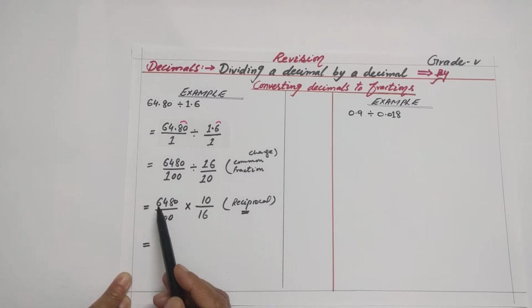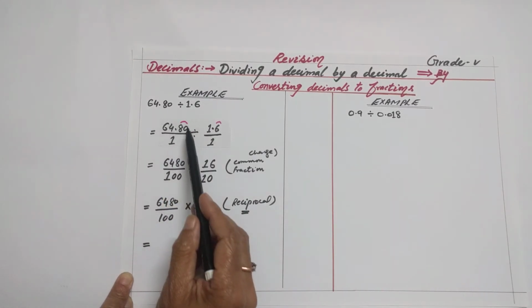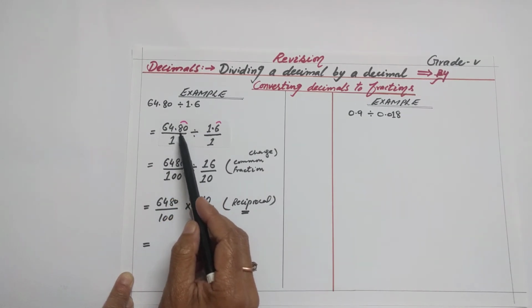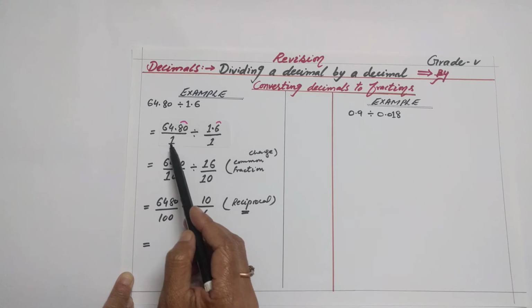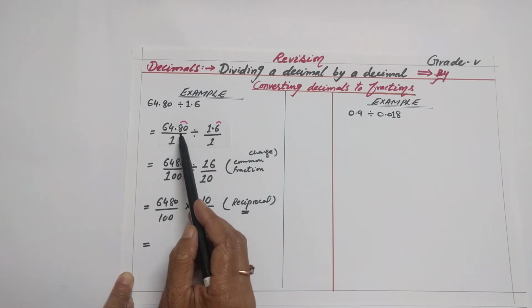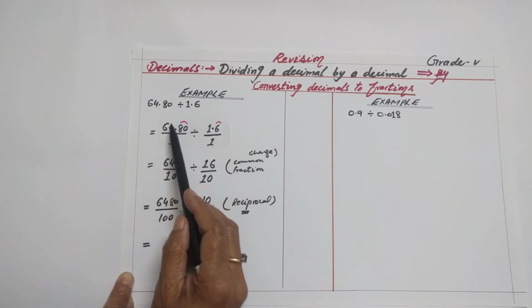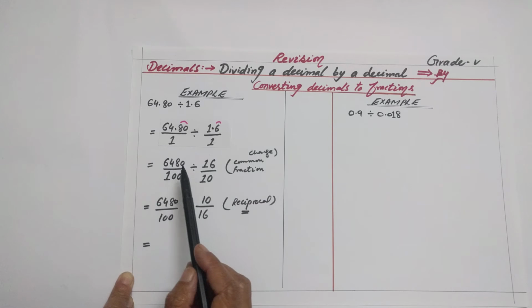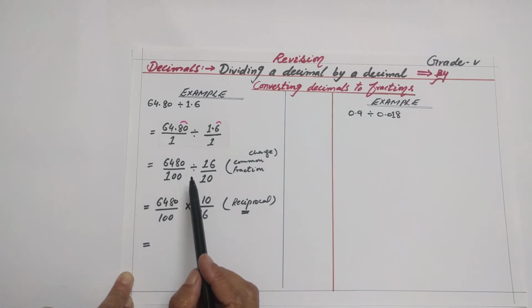Got it? So firstly we will write the decimals in the form of fractions. To convert them into the form of fractions, we are using 1 as a denominator, and when we use 1 as a denominator, that one will not affect the value of the decimal, and our decimals are also converted in the form of fractions. After this we have to find the common fraction.